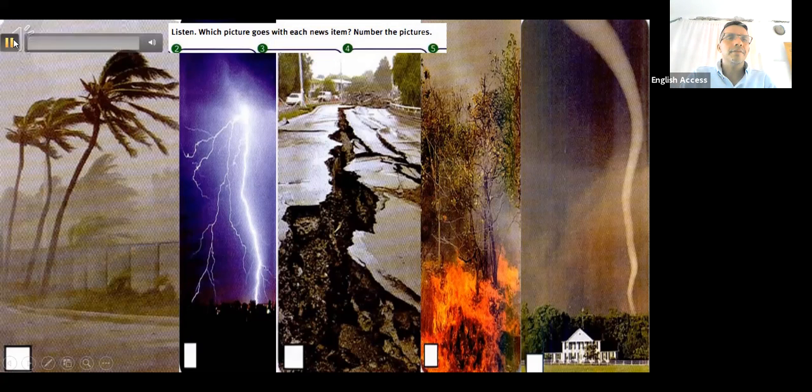Hold on, sorry. Page 120. One more time. Lesson B. Natural disasters. 1. Building vocabulary and grammar. A. Listen. Which picture goes with each news item?